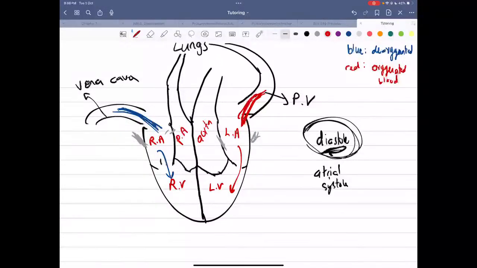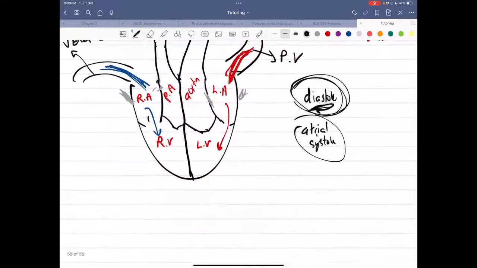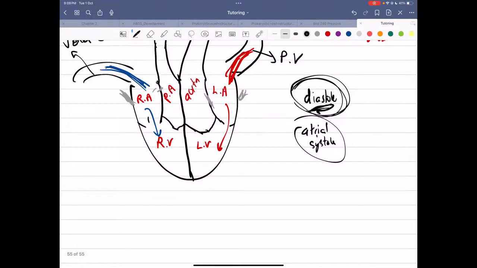Why does blood flow from the atria to the ventricle? Because while we're contracting the atria, we have a high pressure. In both atria we have a higher pressure than in the ventricles. That's why blood will flow from the atria into the ventricles. That's in atrial systole. Now, our last phase of the cardiac cycle and basically the blood flow, they're both together.